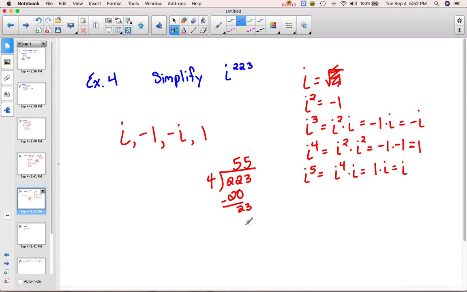And we don't really care about the 55, because that doesn't matter. What we really care about is the remainder. I get a remainder of 3, so then I count 1, 2, 3. So this is equivalent to -i. So that's how you would evaluate a problem of that type.